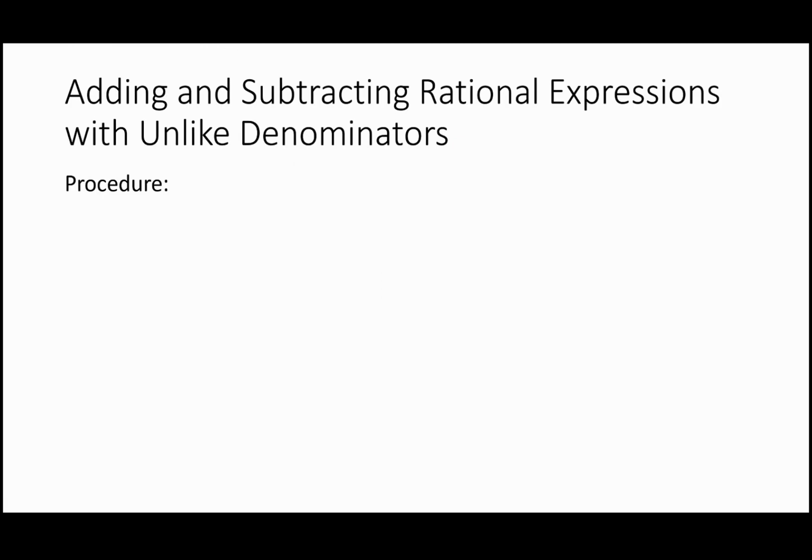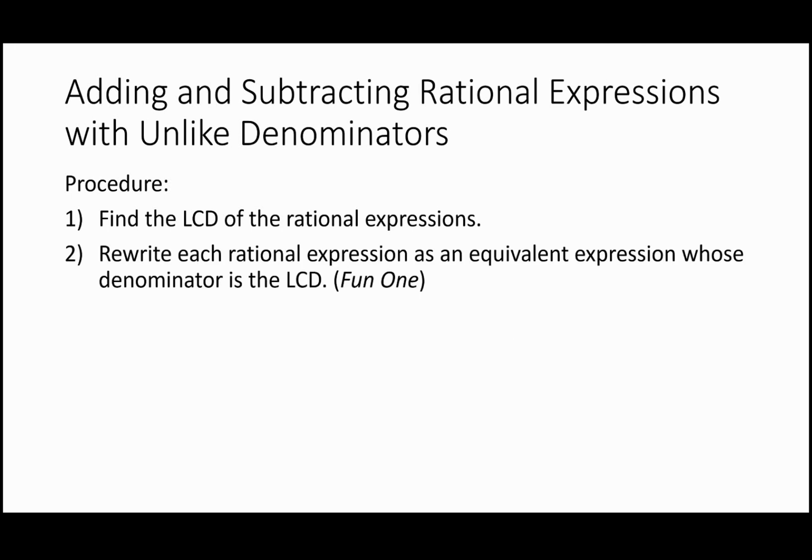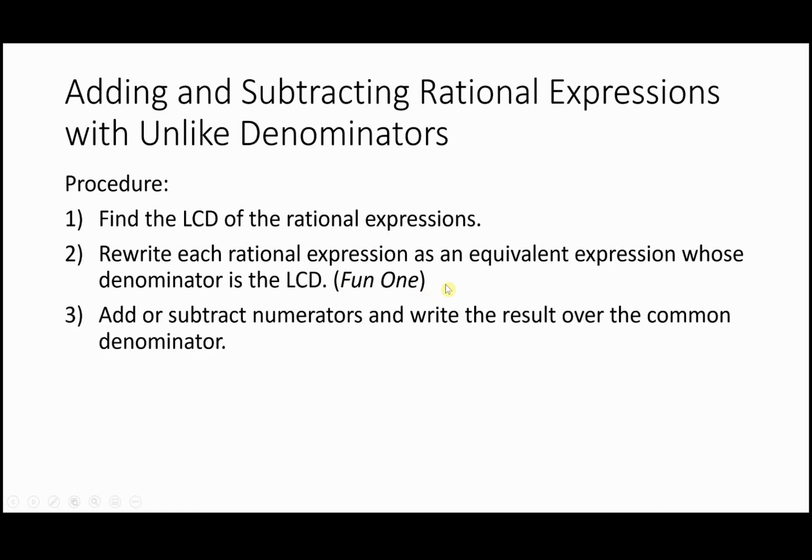Moving on. Let's actually do some adding and subtracting of rational expressions when they do not have like denominators. By reviewing the procedure first, step 1 will be find the LCD of the rational expressions. Step 2 will be rewriting each rational expression as an equivalent expression whose denominator is the LCD, so we need to determine what the fun one will be for each term. And then, of course, do the addition or subtraction, right? And writing the result over the common denominator, and then you want to simplify if you can after that, which may involve more factoring, okay?